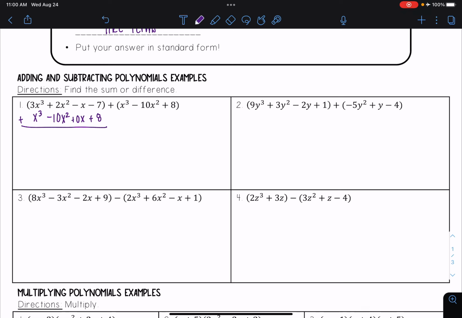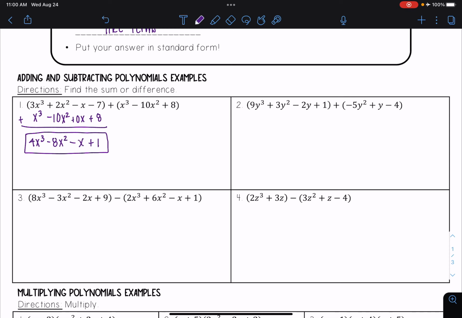So 3x cubed plus x cubed, I get 4x cubed. 2x squared minus 10x squared, I get negative 8x squared. Negative x plus 0x, I get negative x. Negative 7 plus 8, I get 1. And this is as simplified as I can go, because these are not like terms, so I cannot combine them.